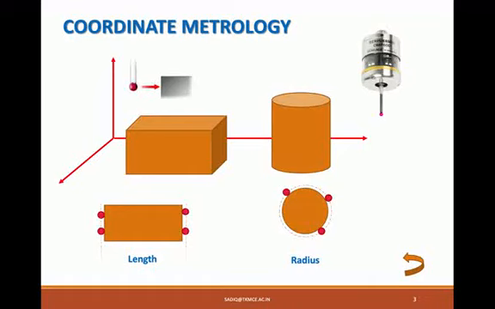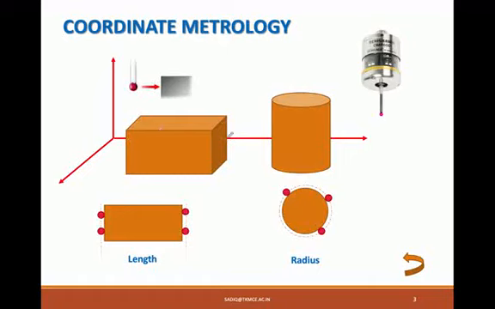I'll explain the coordinate metrology process that happens in CMM. Say we want to measure the length of a cuboid like this. Conventionally, we will take a vernier caliper, and one jaw will be aligned with this surface, and another jaw will be aligned with this surface, and we take the length measurement. In that case, we are actually checking the distance between these two parallel planes.